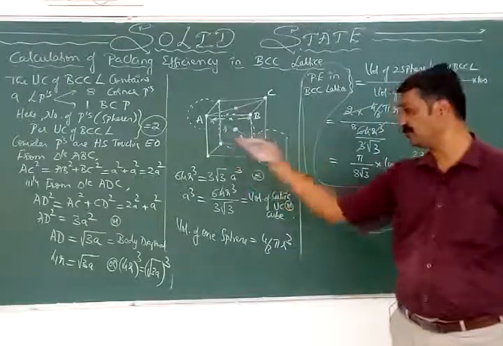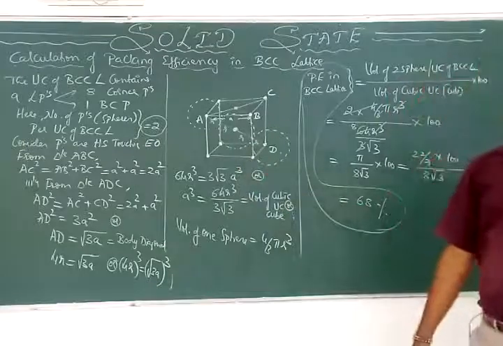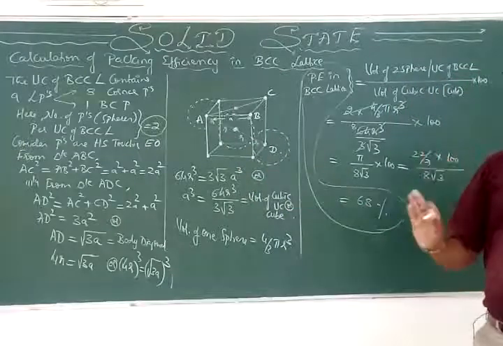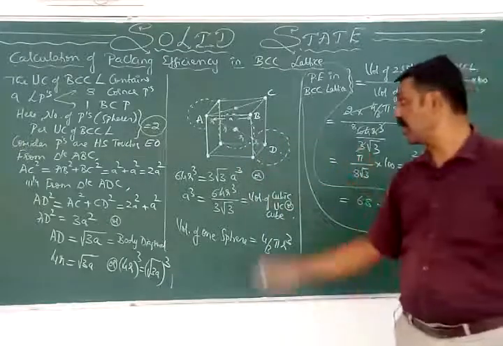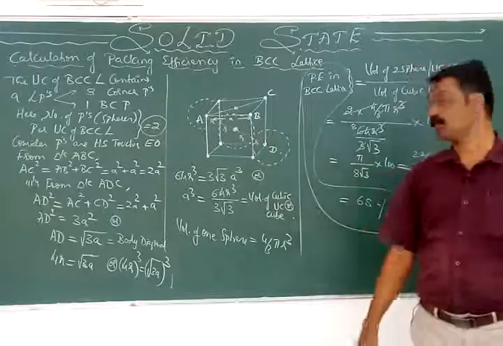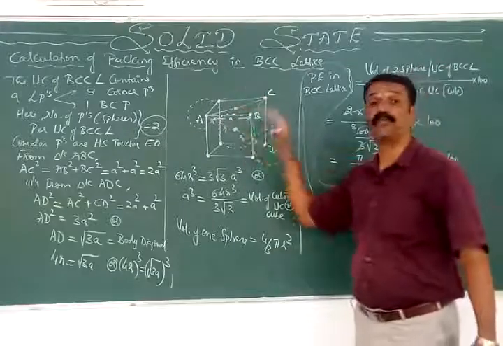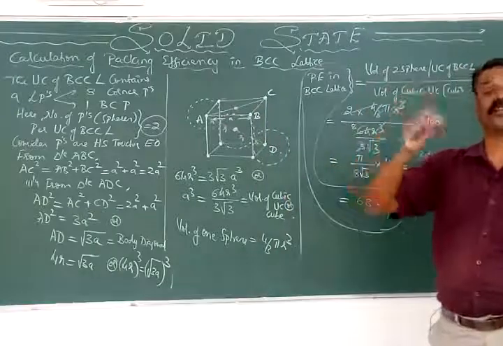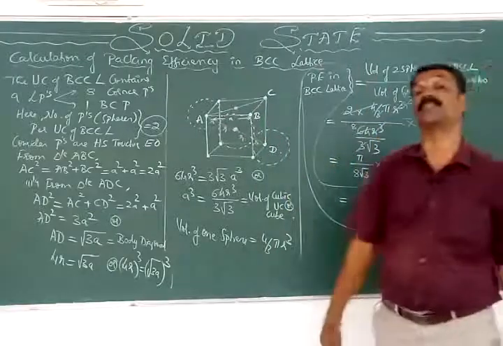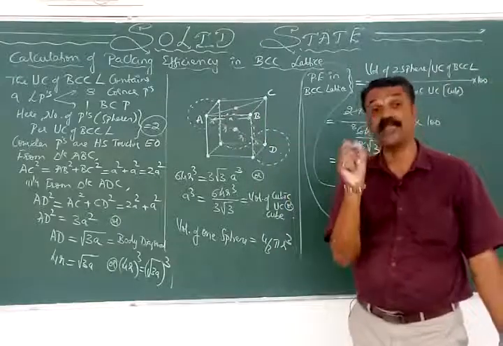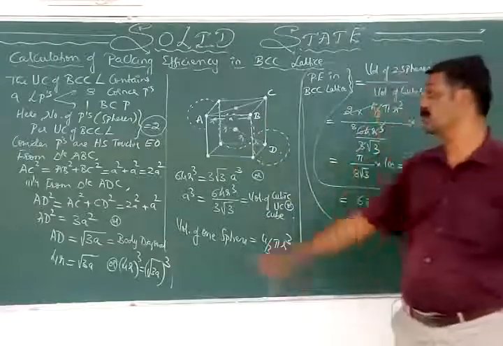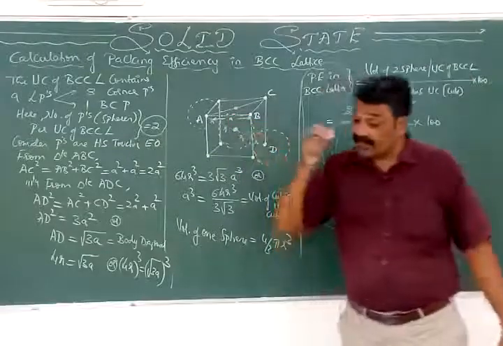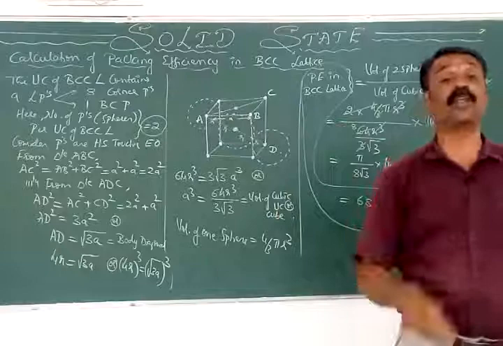BCC lattice. Then again, we have to consider the particles such that they touch each other. Okay, so then we have the diagram. First we have to draw the simple cube where the particles are present only at the corners. In addition to that, we have to put a single particle which is situated exactly at the center of the simple cube, and that particle is called body centered. So when I insert the body centered particle into the simple cube, what happens?